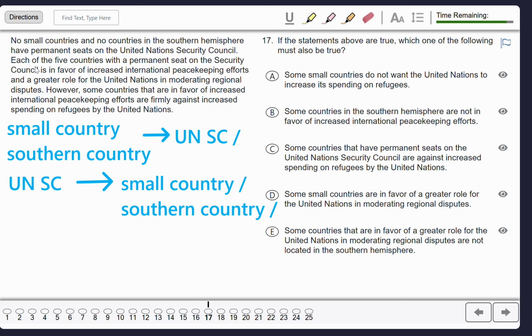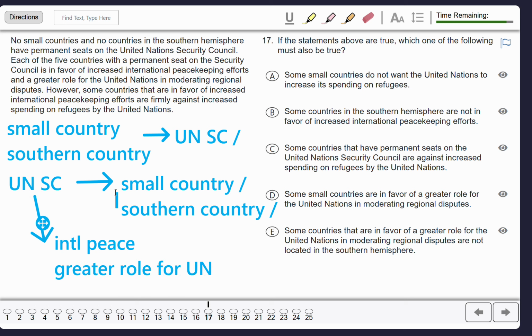Okay, great. Now, I'm noticing the next sentence is going to be stringing together here. So I'm just going to add on to my diagram where I can. Each of the 5 countries with a permanent seat in the UN is in favor of what? So here's another fact that I know about the UN Security Council permanent members. What is that fact? Well, I know that you're in favor of increased international peacekeeping efforts. I'm just going to say international peace for space here. And what else? You are in favor of a greater role for the UN in moderating regional disputes. Excellent.